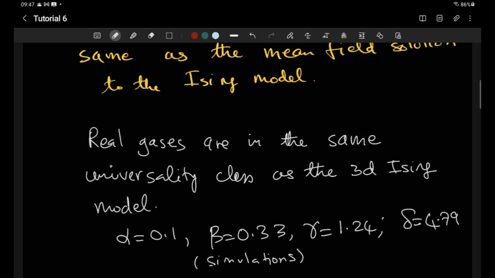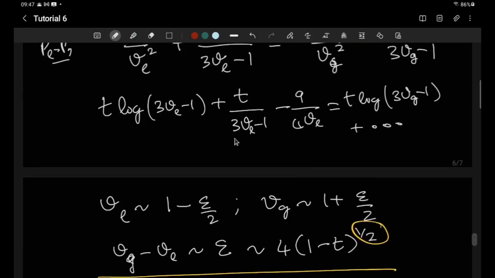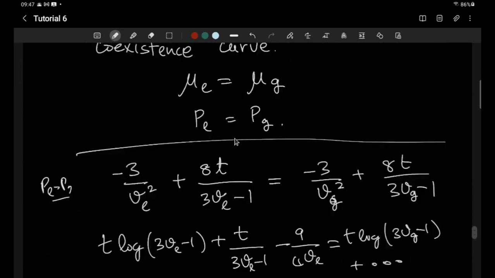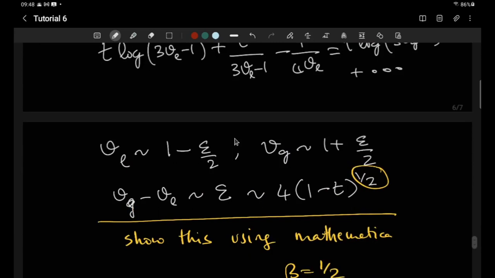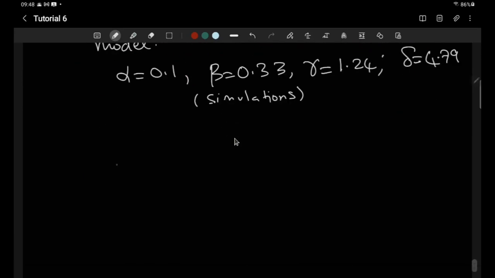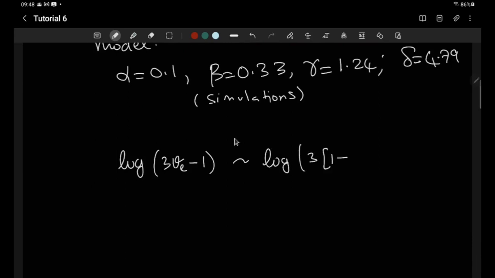So for calculating beta, from that equation we get from mu L equal to mu G, there is a log (3VL minus 1). When we put it in Mathematica directly, it doesn't solve. So then I put VL equal to 1 minus epsilon by 2 and expand the log. I can show you that, it's not so hard. So you have log (3VL minus 1), right? So I said take VL to be 3 into 1 minus epsilon by 2, is it? Something like this.